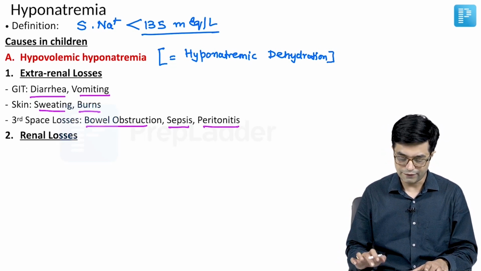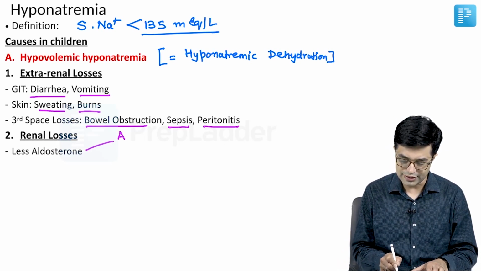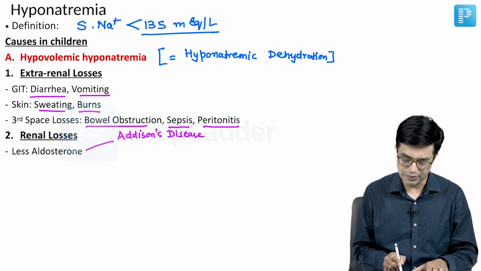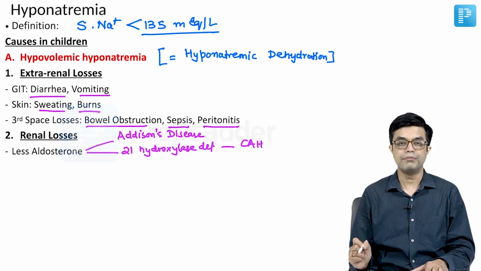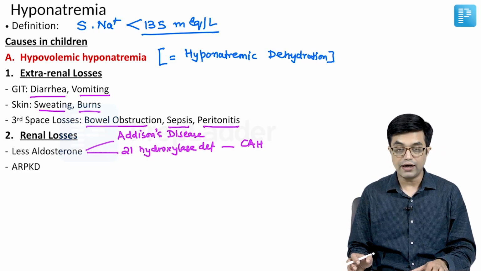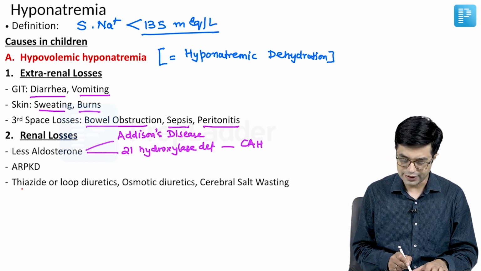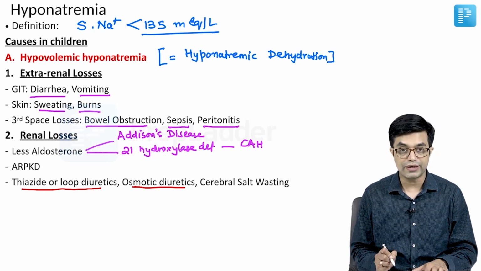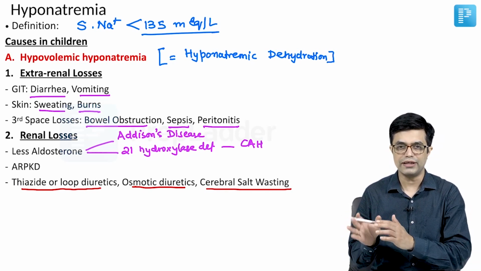Second, we have renal losses, which include less aldosterone. Now less aldosterone can be seen in patients with Addison's disease, which is relatively rare in children. It can be seen in patients with 21 hydroxylase deficiency, which is the common variety of congenital adrenal hyperplasia. There can be hypovolemic hyponatremia. Then we have ARPKD, autosomal recessive polycystic kidney disease. It happens with the use of thiazide or loop diuretics, osmotic diuretics like mannitol, and cerebral salt wasting. What is cerebral salt wasting? We'll discuss separately in the end.